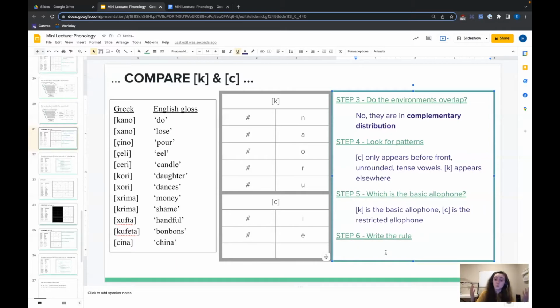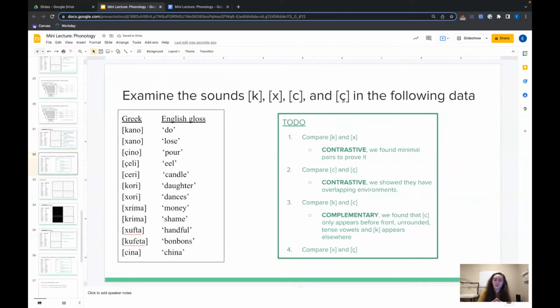So now we can write the rule that conditions this distribution. So the first part of the phonological rule is the phonemic representation. And we're going to put the K there because that's the basic one. And the basic one is the one that goes between the slashes. Becomes the C in the environment of before front unrounded tense vowels. And that's our rule. So now we have completed the third set. We found that these two sounds are in complementary distribution, so they are allophones belonging to the same phoneme, and that the voiceless palatal stop only appears before front unrounded tense vowels, and the voiceless velar stop appears elsewhere.